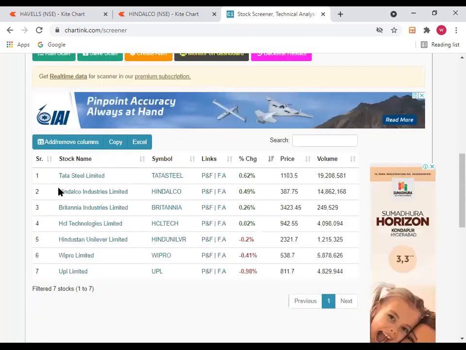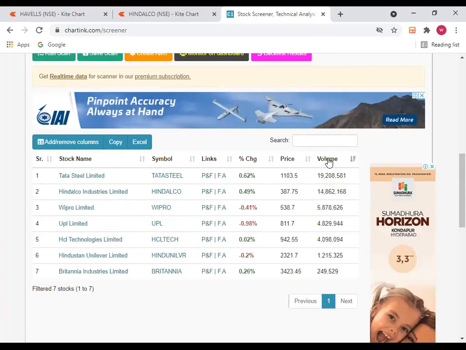Afterwards, we will get some of the stocks. Based upon volume, you can take the stocks. Okay, our first stock is Tata Steel. Once we will check what happened in Tata Steel.